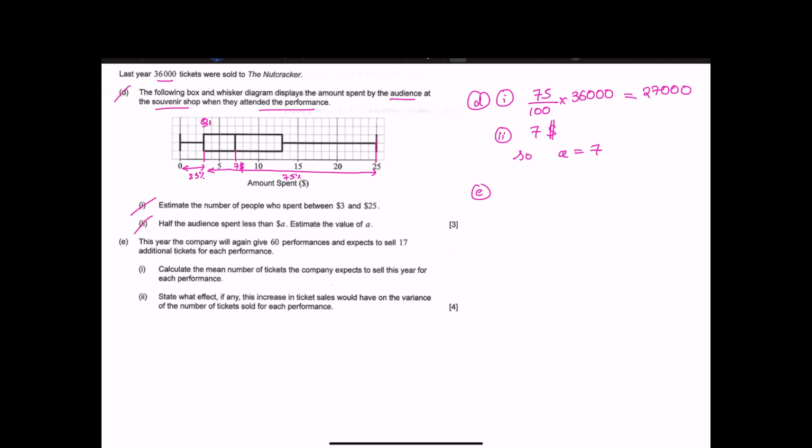D is done. Now moving on to part E. This year the company again gives 60 performances and expects to sell 17 additional tickets for each performance. Calculate the mean number of tickets the company expects to sell this year for each performance. Now we are expecting to sell 17 additional tickets for each performance, right? In that case, we can just find the previous mean and add 17 to it. It will be an easier approach.